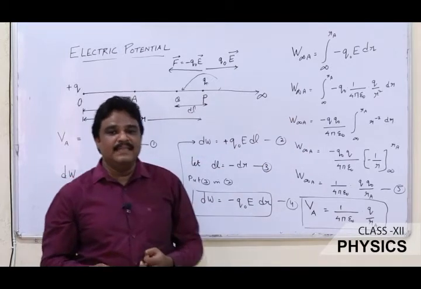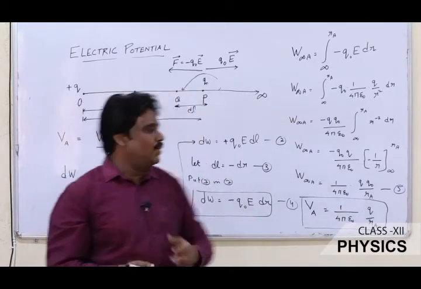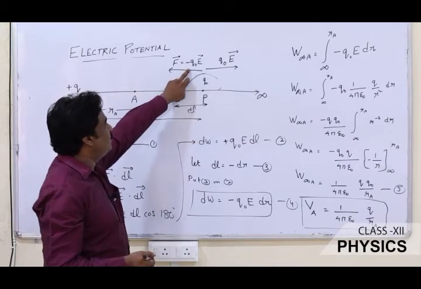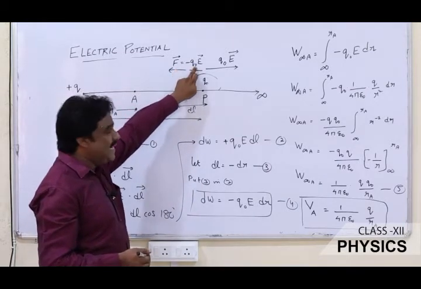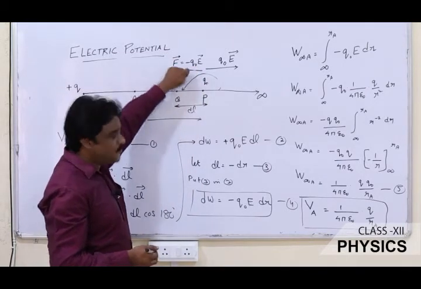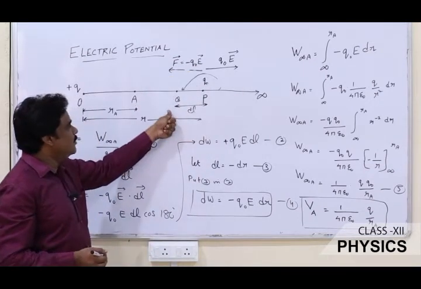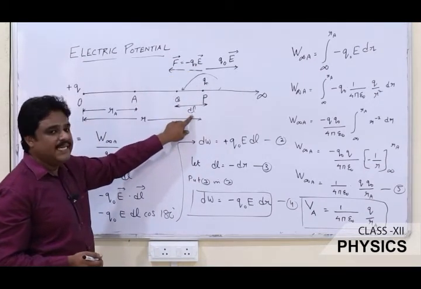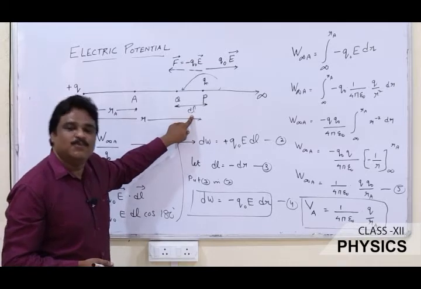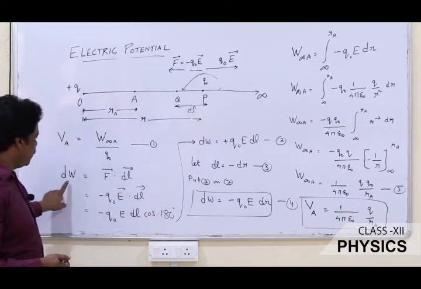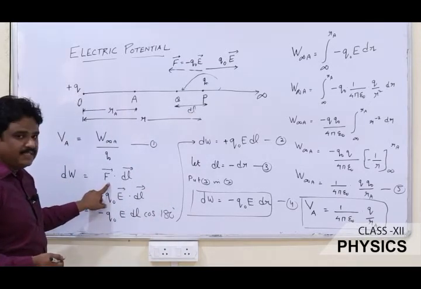But my aim is to bring the test charge towards A, so I am going to apply an equal and opposite force, that is F vector is equal to minus Q naught E vector, and due to this force, let the charge displace through a very small value, say dl. So obviously there will be a small work done. I am going to start with small work done, dw is F dot dl.